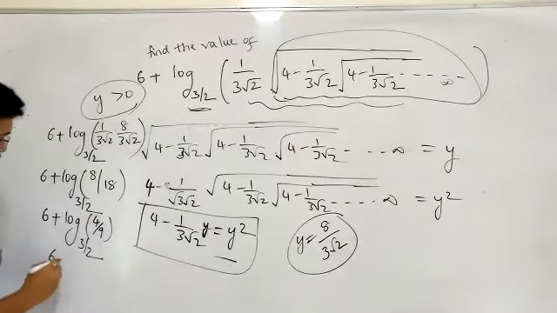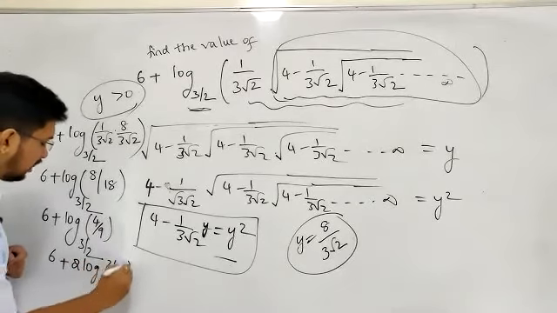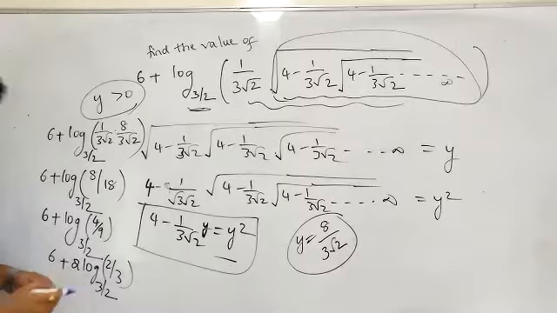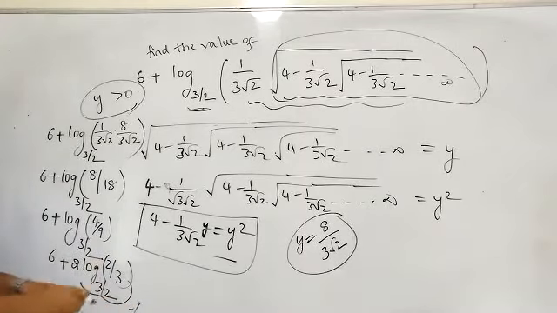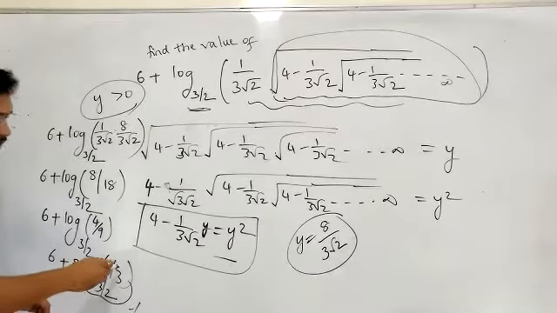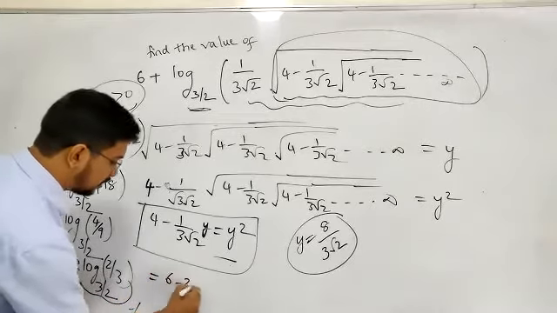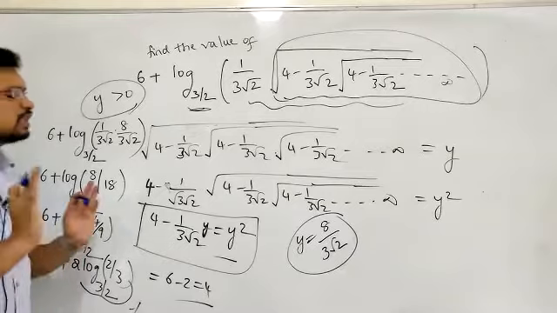This is something like 2 log of 2 by 3 to the base 3 by 2, and this value is nothing but minus 1, because this is something like 3 by 2 whole inverse, and that minus 1 can be written here. So your final answer will be 6 minus 2, which is 4. The final answer has to be equal to 4. So there is nothing in this problem.